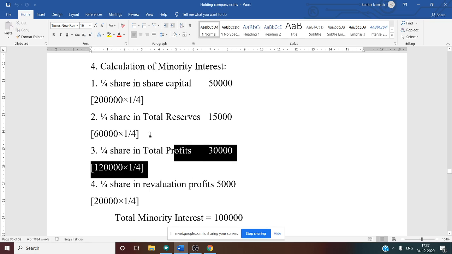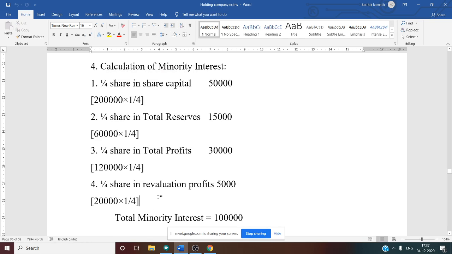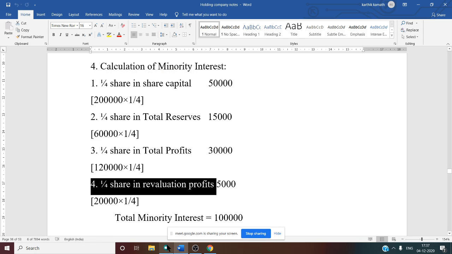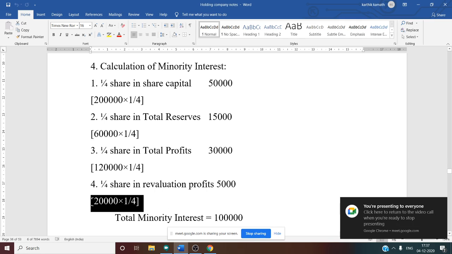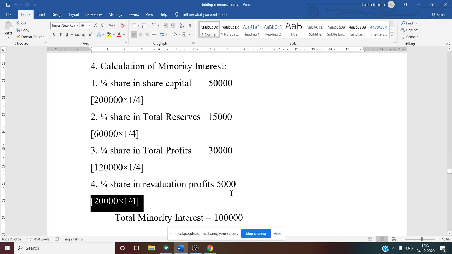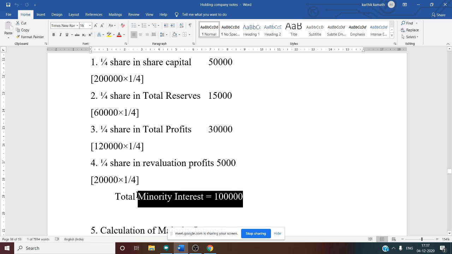So these three things are common for every problem, but in this problem we know that there is a revaluation profit. Why? Because sundry assets are undervalued. So there is a profit of 20,000. This has to be shared between majority and minority. So 20,000 into 1/4, that is 5,000. We want total minority interest. So add all the information: share capital, reserve, profit, and revaluation profit. Add all these, you will get total minority interest as 1 lakh.